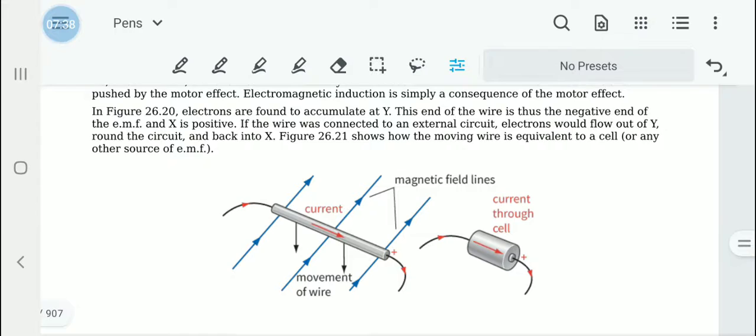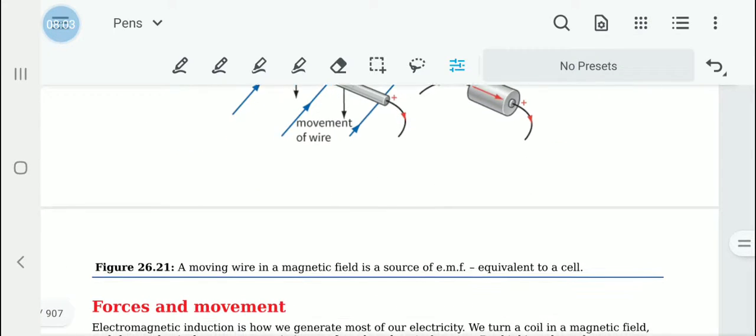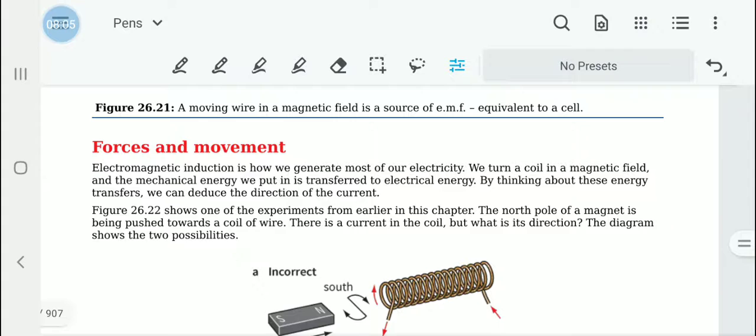So this diagram 26.21 will show how the moving wire is going to be equivalent to a cell or any other source of EMF. So there is a current flowing back to front, just like a cell. I hope that makes sense.